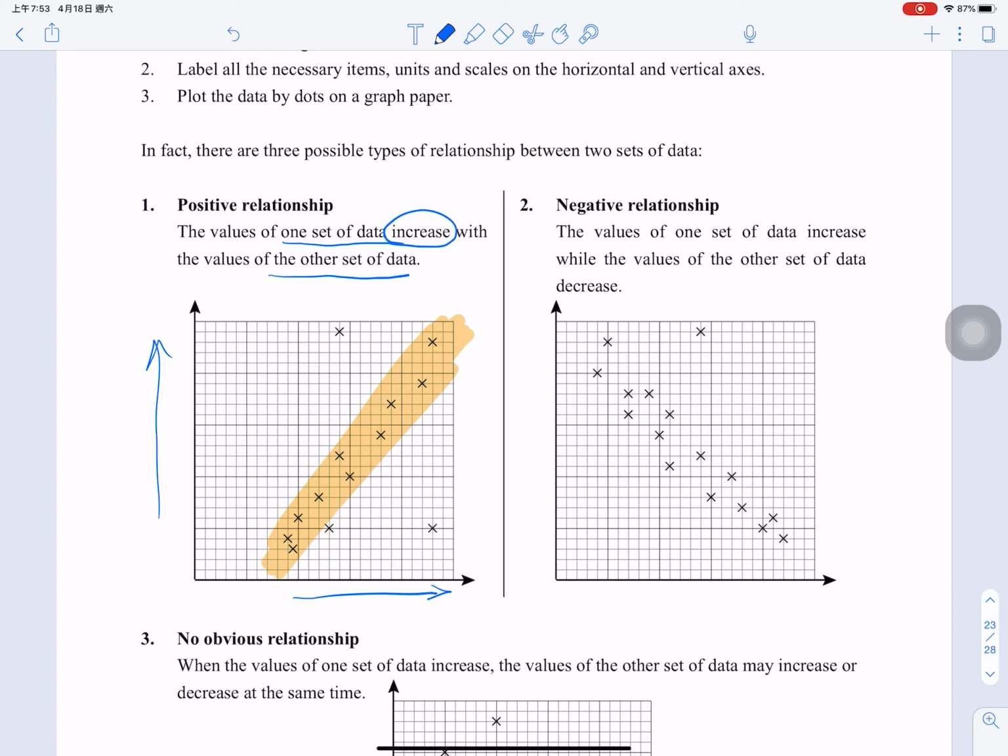Okay, how about negative relationship? The values of one set of data increase while the values of the other set of data decrease. That means this one increases, then this one decreases. And you will find that the trend becomes like this. Okay.